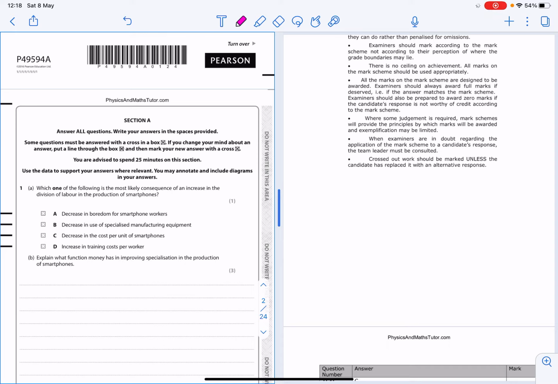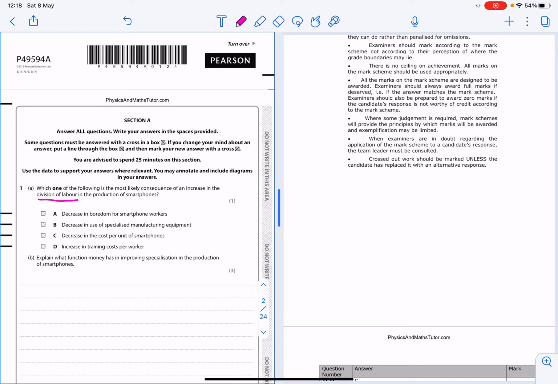So on the right hand side is the mark scheme and the left hand side are the questions. So question 1, which one of the following is the most likely consequence of an increase in the division of labour in the production of smartphones? So the key term there is division of labour.